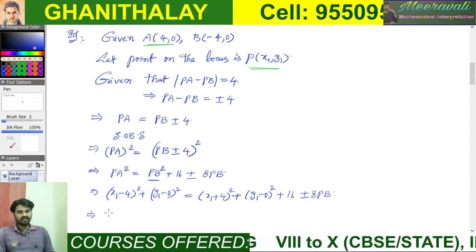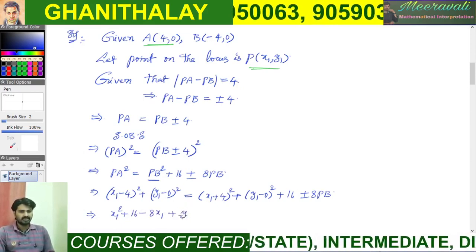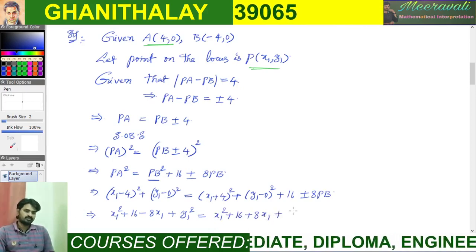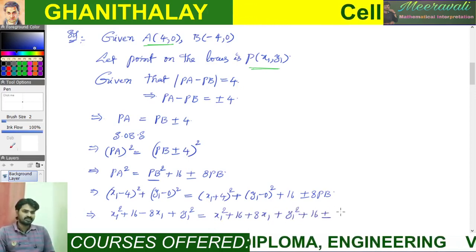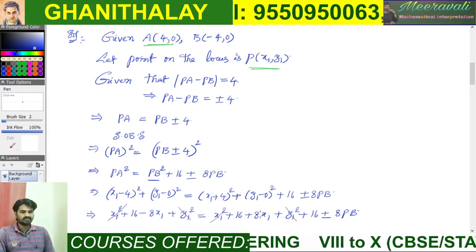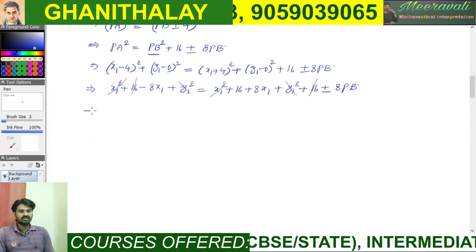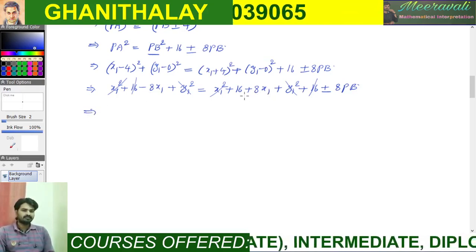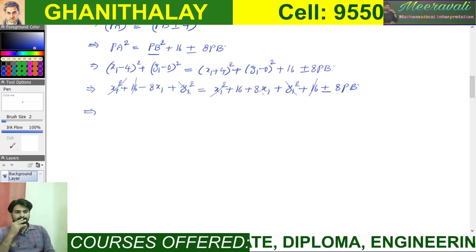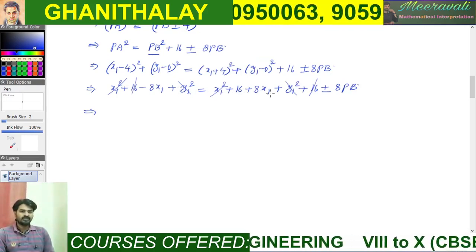Now here you can simplify. (A minus B) whole square, A square plus B square means 16, minus 2AB means 8x1, plus y1 square, y1 minus 0, y1 square. Here also this is plus 8x1 plus y1 square plus 16 plus or minus 8PB. Here you can do cancellations, x1 square plus y1 square, next plus 16 cancel. Now finally what are the remaining values you have seen here? Minus 8x1 here. 16 cancel.